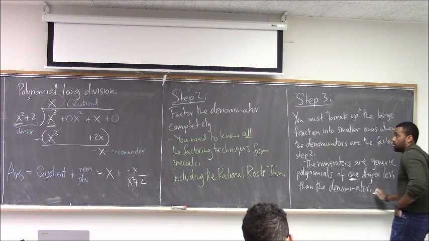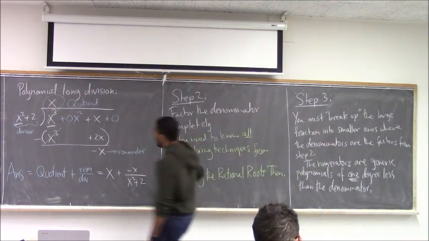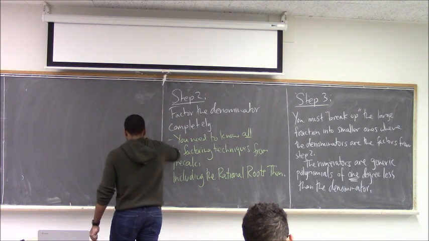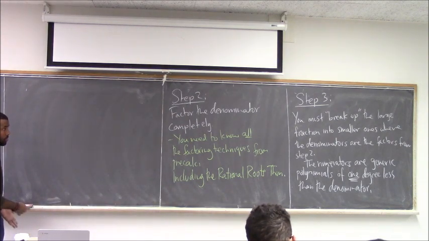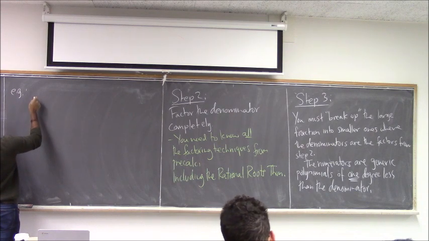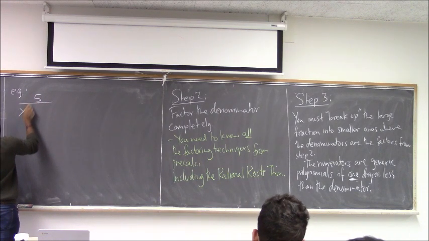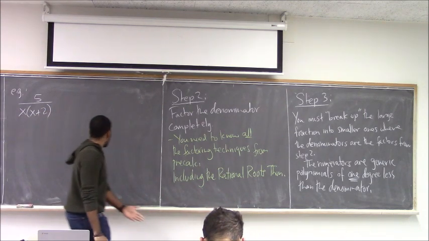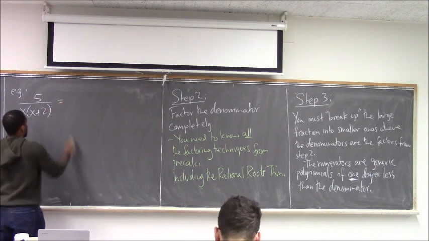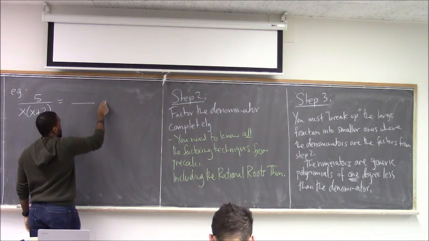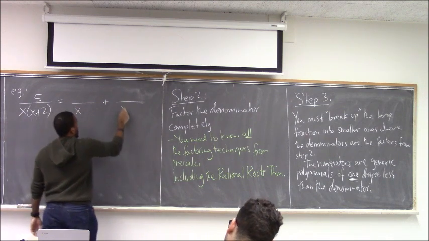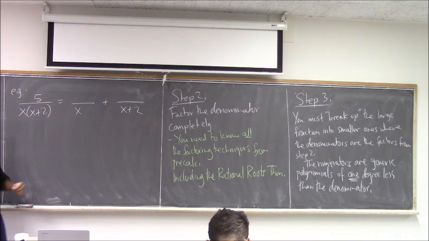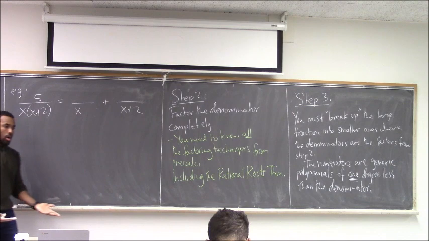Okay. So, what are you talking about, Jhevon? Let's do some examples. Let's say you have something like 5 over x times x plus 2. So that denominator is fully factored. That is a proper rational function. What you're going to do is break this fraction up into 2 separate fractions, where the denominators are each of the factors from here. So x is a factor, x plus 2 is a factor. You break it up into 2 fractions where x and x plus 2 are the denominators.